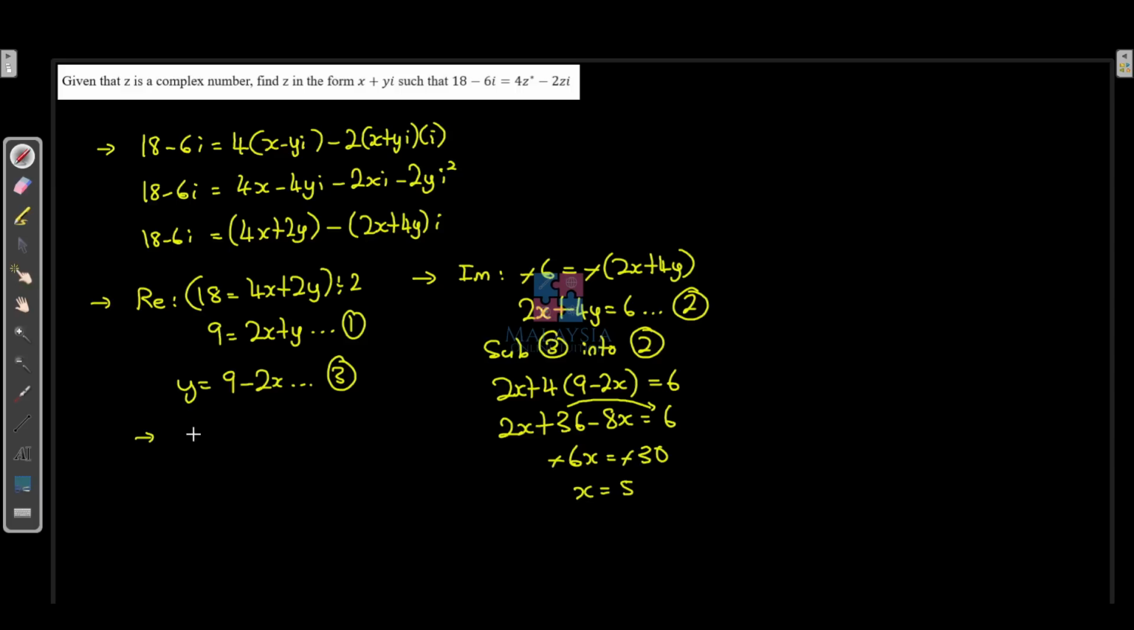And then for our value of y, we get y equals 9 minus 2 times 5. So this is 9 minus 10. We will get negative 1. So the final answer for our z is 5 minus i.